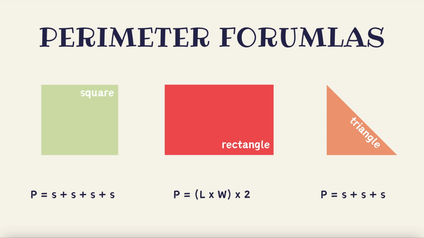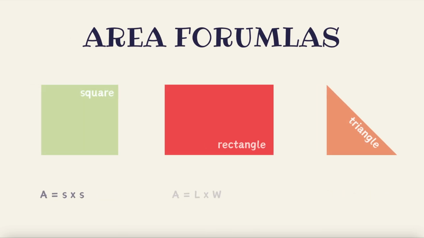Let's take a little refresher of our perimeter formulas. Feel free to pause the video to write down these formulas so that you can remember more easily. We have the square, the rectangle, and the triangle formula for perimeter, and our area formulas for each shape.